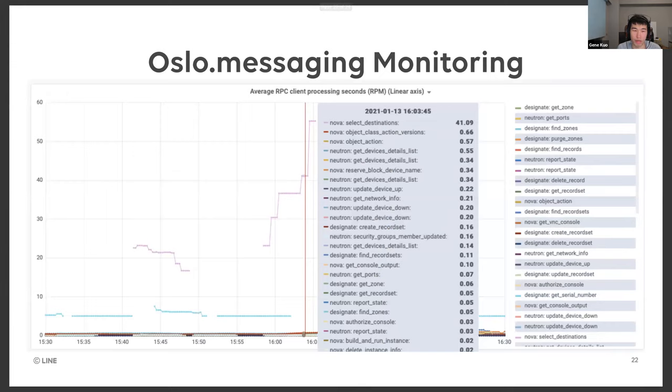And for processing RPC time, we can also look at how much time it takes to process certain RPC calls. Like in this case, we can see that Nova takes a lot of time to schedule an instance, to find a place to schedule the instance. So this is currently what we monitor for RabbitMQ and RPC calls under OpenStack.